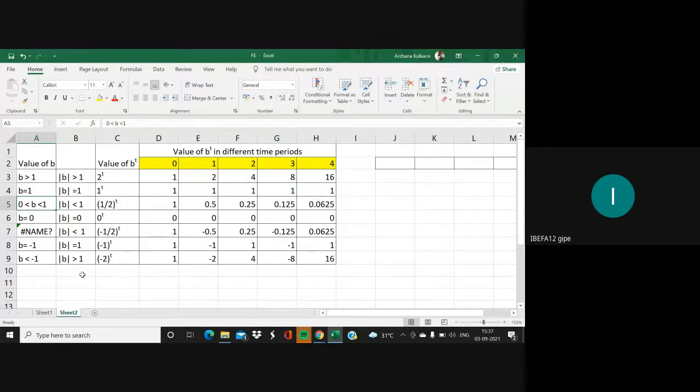Now, if b lies between 0 and 1, so the value is less than 1, and the absolute value of b is less than 1, here you will see some sort of a convergence. Just remember, the absolute value of b is less than 1, so you should see it moving towards the x-axis. There will be some sort of a convergence. Here we have taken this example where b is equal to half.